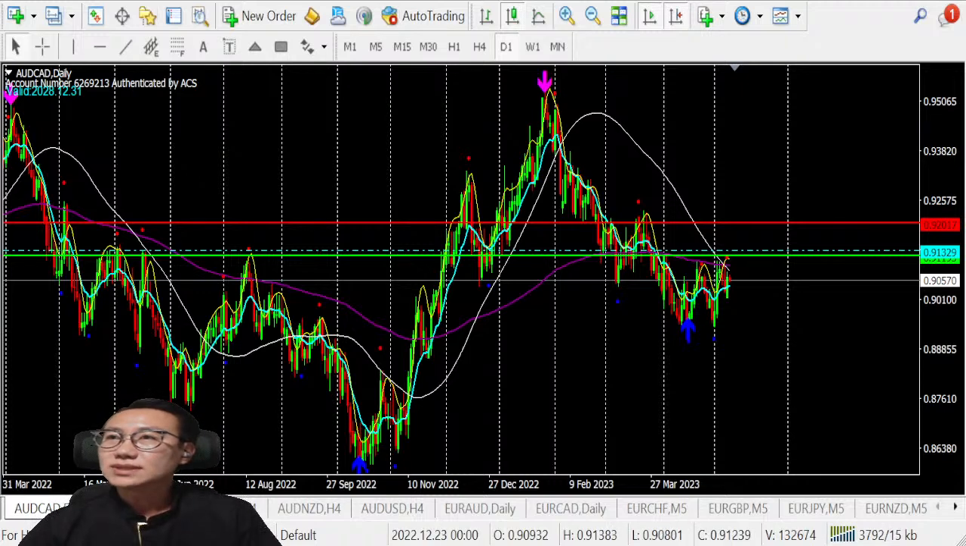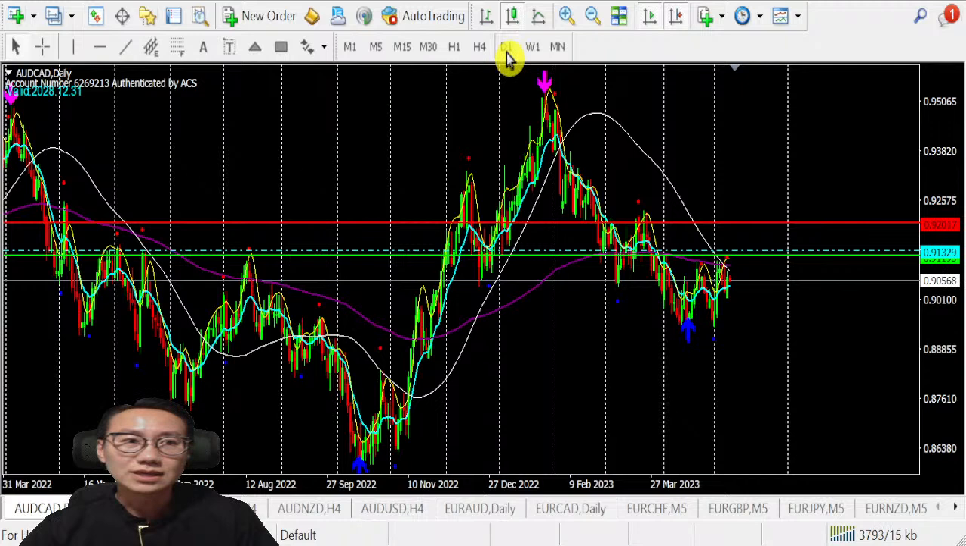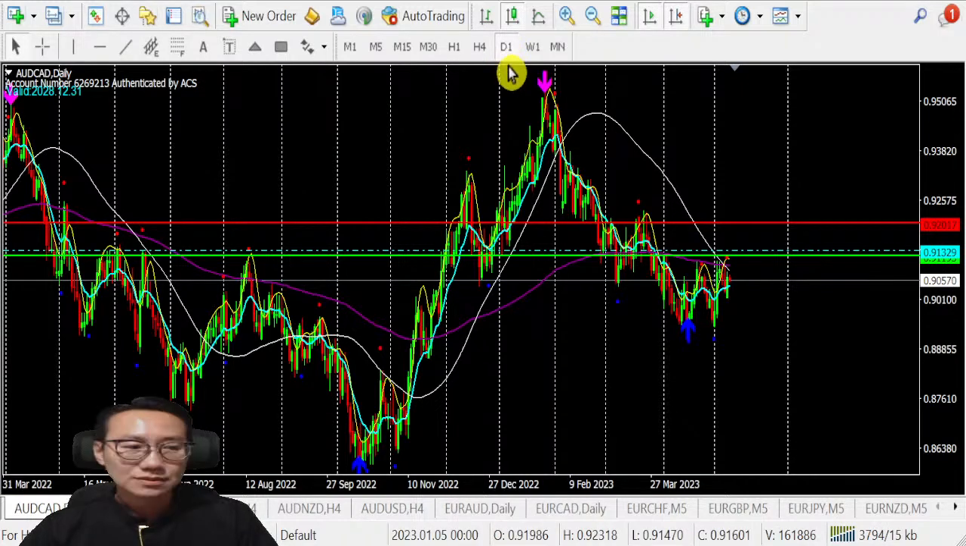Okay, so Aussie CAD, let's take a look at the day one over here. Same thing here. What I am going to do is, over at this part here, we can see that it's actually a downward trend.